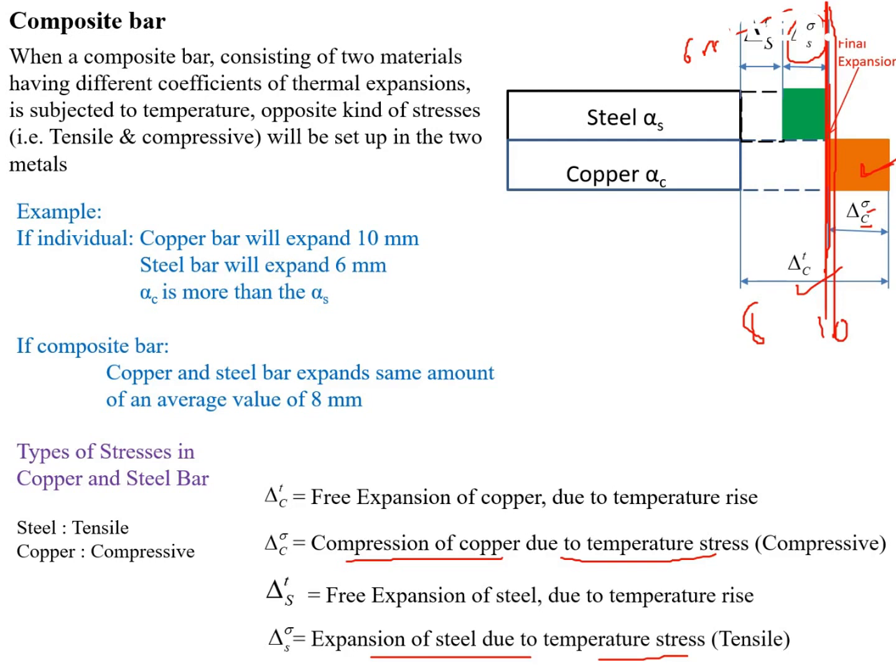See, in copper, contraction is taking place due to this temperature stress, so compressive stresses will be generated inside the copper bar. Similarly, in steel, expansion is taking place. This is delta S sigma. This expansion is taking place due to these temperature stresses. So expansion is possible in the steel bar, so tensile stresses are generated in the steel bar.